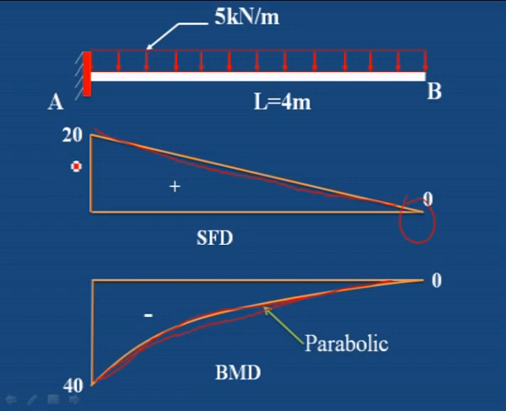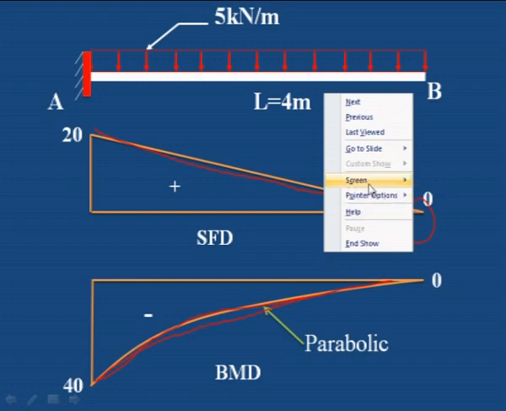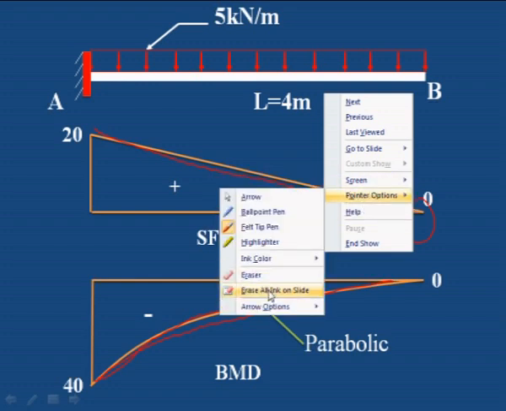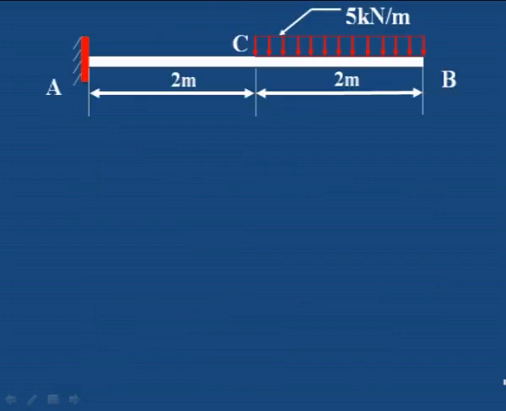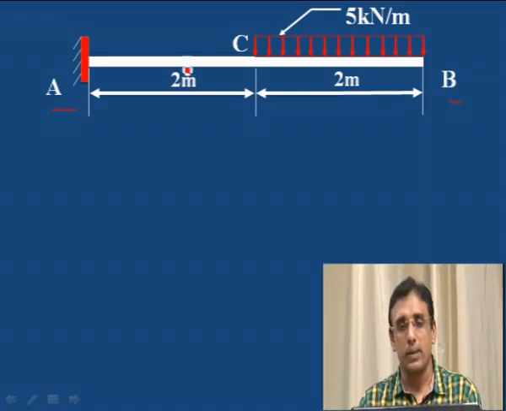Let us consider the next problem where the uniformly distributed load is acting on half the span. Say this is the beam, a cantilever beam carrying a uniformly distributed load over half of its length. 4 meter is the total length and the load is acting over 2 meter from the free end. Let us mark these points A, B and C. We have to find the bending moment and shear force values at B, C and A.